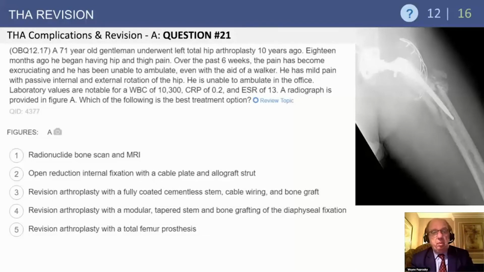Next example, a little more complicated: a 71-year-old male, underwent a total hip replacement 10 years ago, began having hip and thigh pain 18 months ago. Pain has become excruciating. He can't walk. Mild pain with internal external rotation. Laboratory values, the CRP and SED rate are basically normal. Elevated WBC, but in my opinion and experience, the serum values are not diagnostic. If that was an intraoperative cell count of 10,000, that's different.